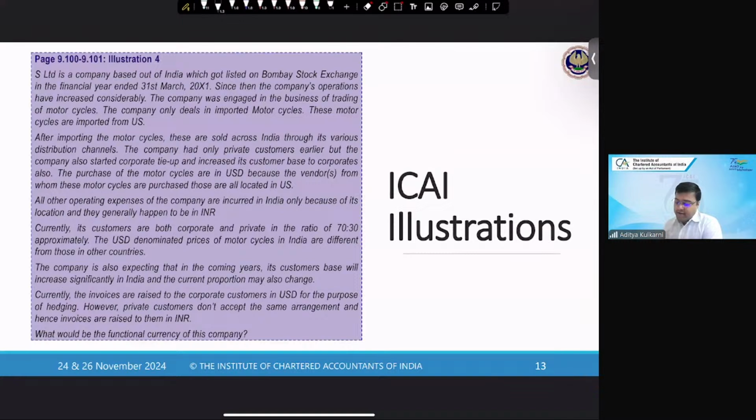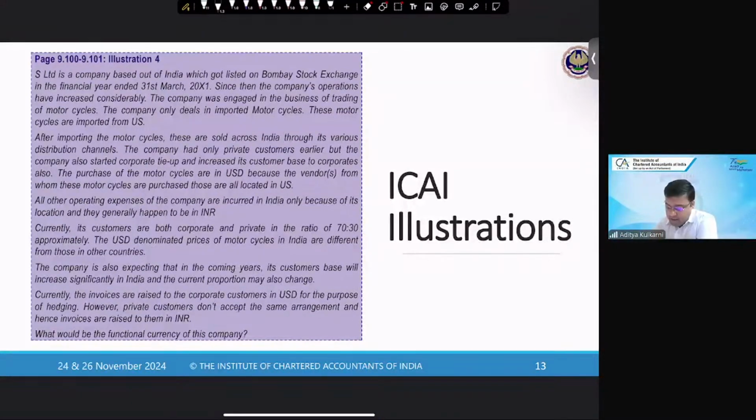The company had only private customers earlier, but then it also started corporate tie-ups and increased its customer base to corporates also. The purchase of the motorcycles is in USD because the vendors from whom these motorcycles are purchased are all located in the US. All other operating expenses of the company are incurred in India only because of its location, and they generally happen to be in INR. Currently, its customers are both corporate and private, approximately in the ratio of 70 to 30%.